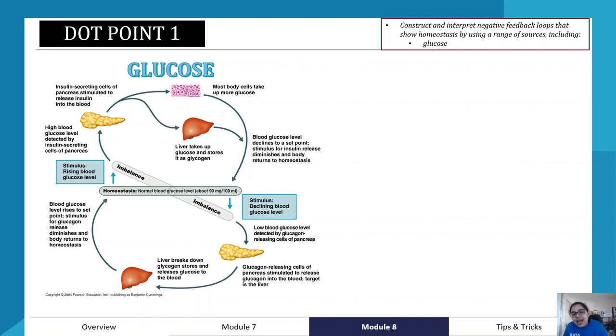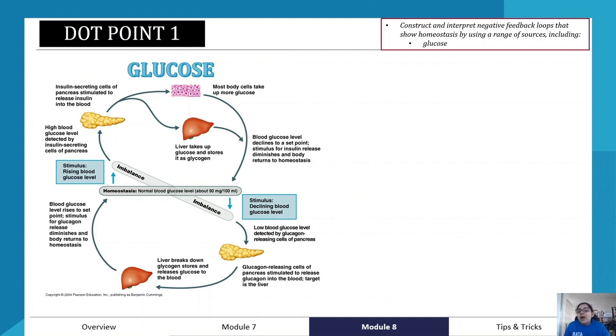And as a result, once the other body parts take up glucose, insulin release will stop, and the blood glucose levels will return to normal. That is what we want. They're going to get to that point where we need them.